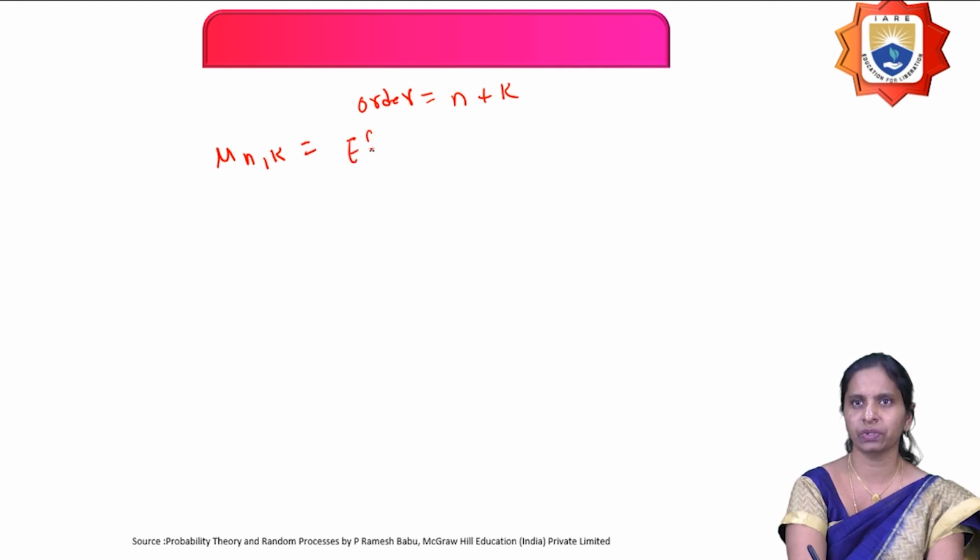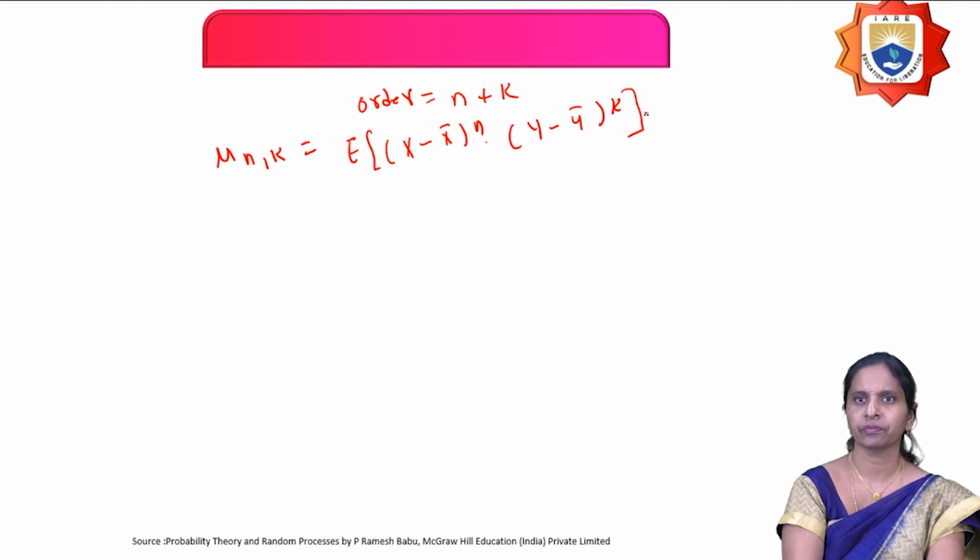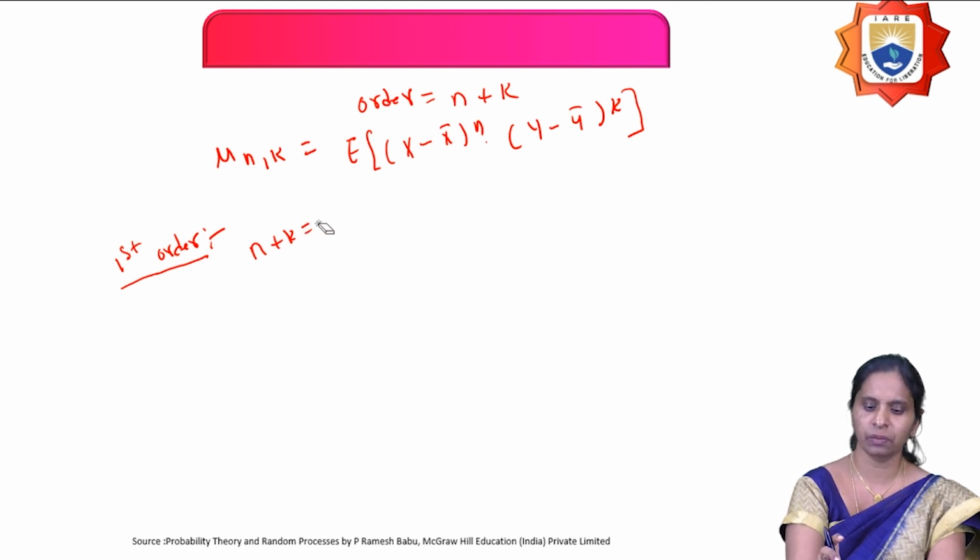Nothing but what? For two random variables x and y, it's the expectation of (x minus x bar) power n into (y minus y bar) power k. Now, we'll calculate the first order joint moments about the mean. The joint moments about the mean are also called joint central moments. Now, what is the order? First order means n plus k is equal to 1.